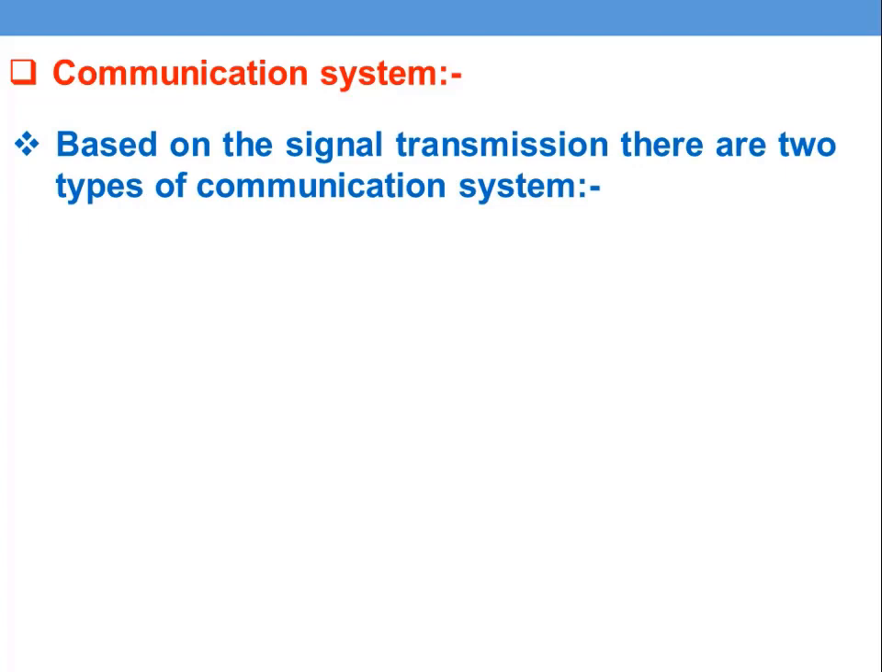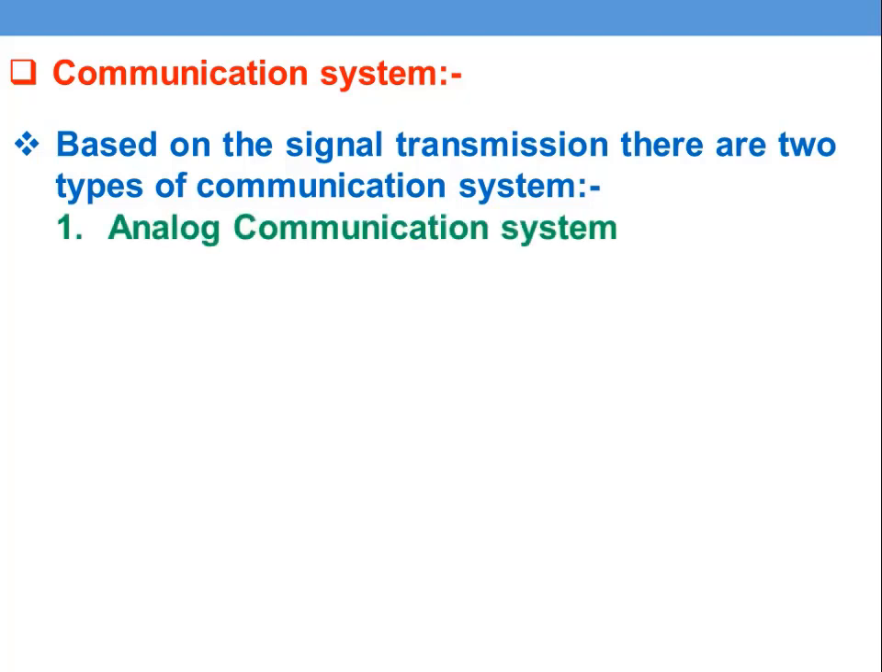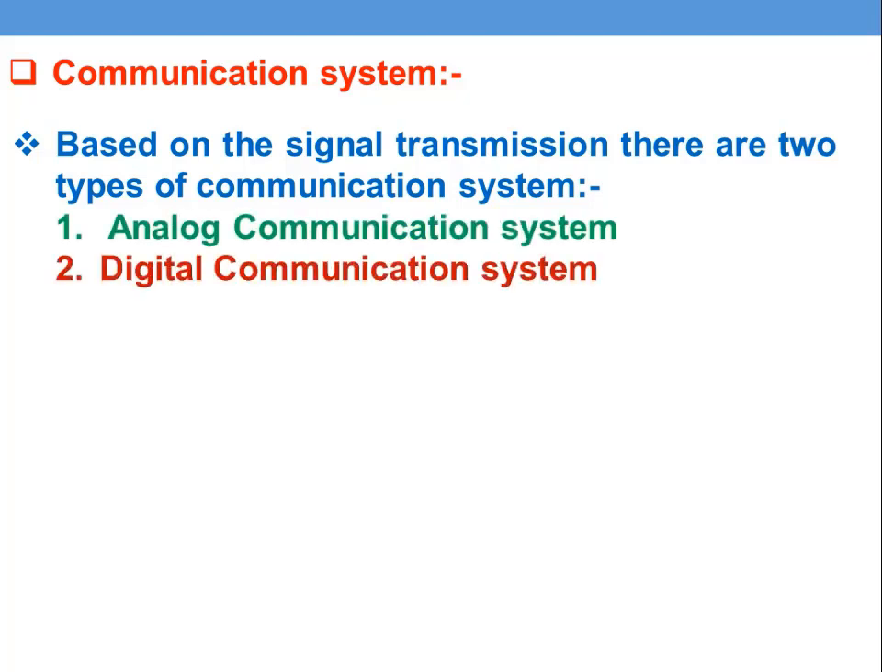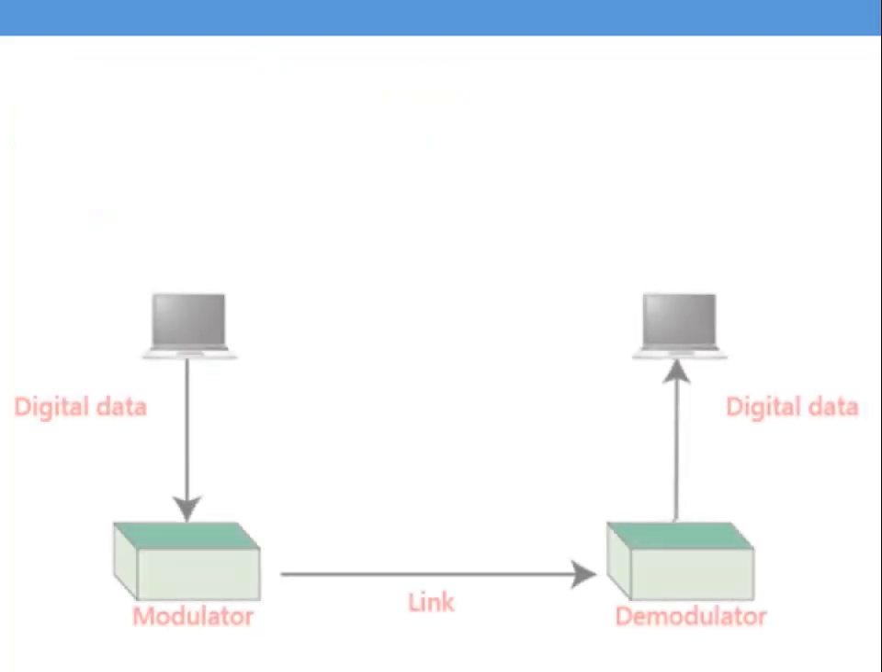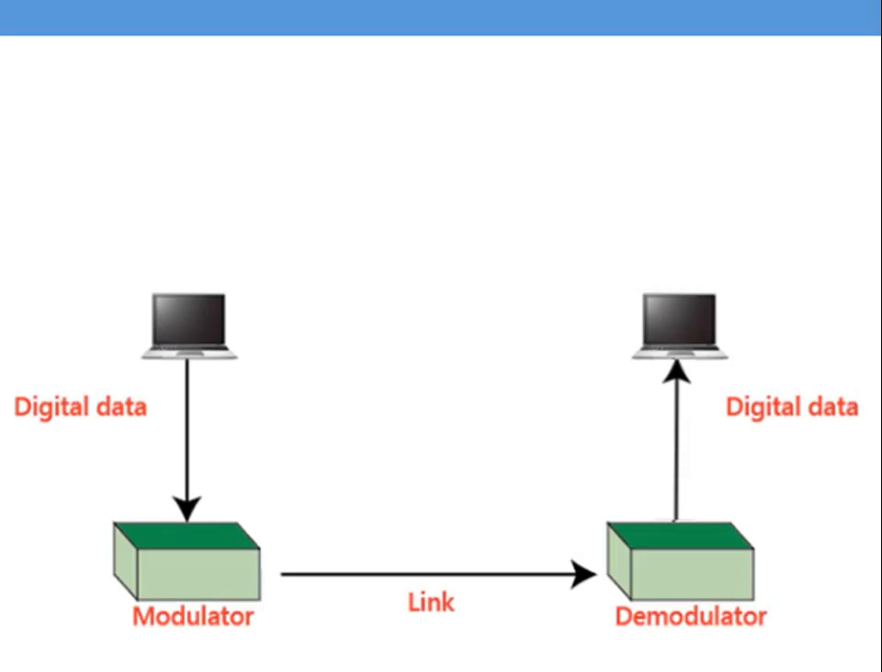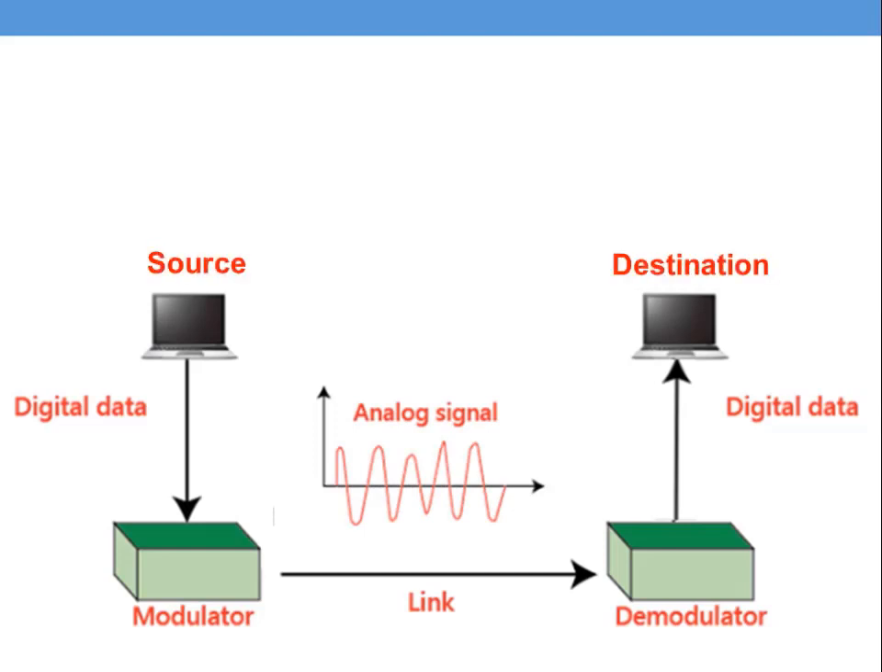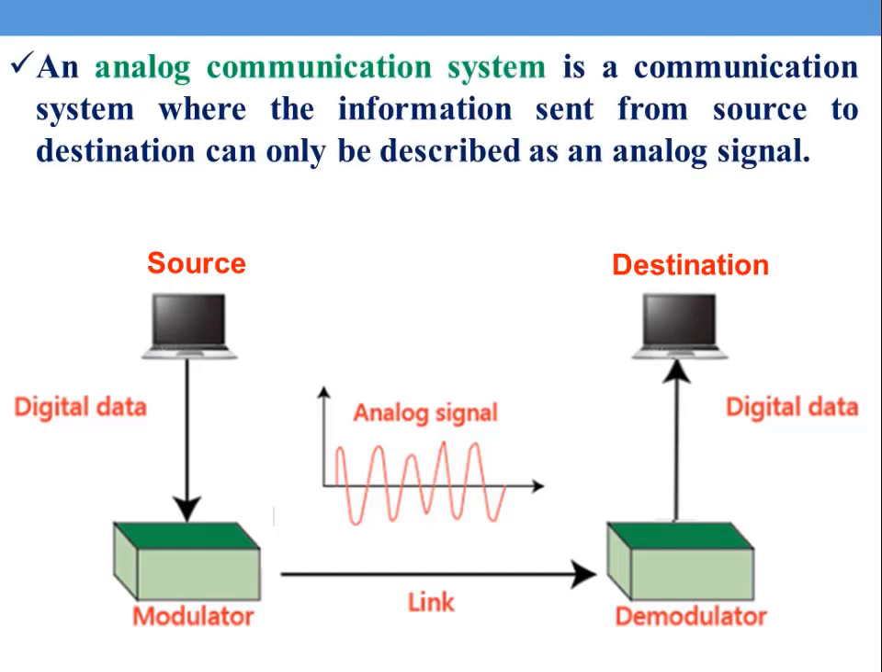Based on the signal transmission, there are two types of communication system. The first is the analog communication system and the second is the digital communication system. Now, what is an analog communication system? Analog communication system is the one in which an analog signal is used to transfer the information from source to destination through the communication channel. So in this type of communication system, the information sent from source to destination can only be described as an analog signal.